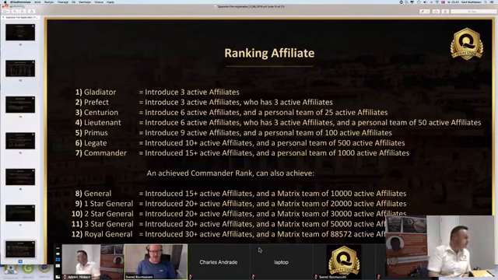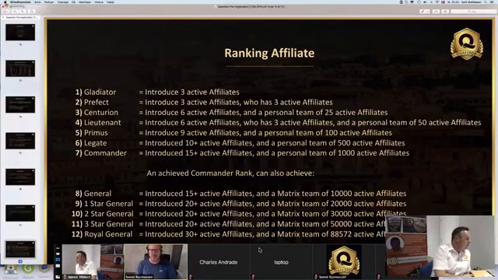It's pretty easy to achieve the first one. Sponsor 3 people. That's the same as in the other bonuses, right? Then, if you want to hit the next rank, you need to help your people reach the first rank. So this is based on team building and helping your team. So if you help those first 3 become a gladiator, then you will become a prefect, and so on, up to Royal General, which is actually a full matrix.